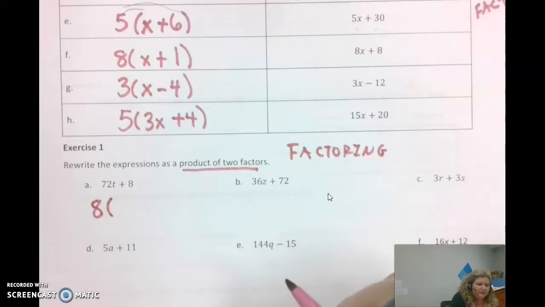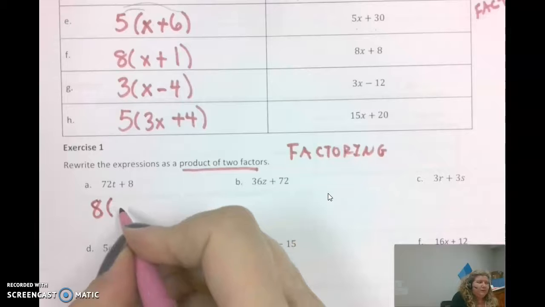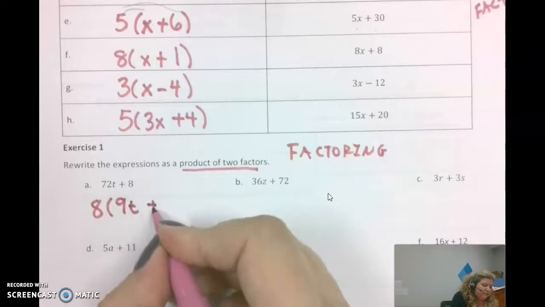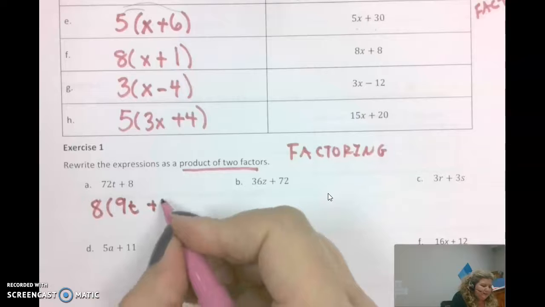8 times what is 72? 8 times 9. And then there's a t there as well. Plus 8 times what is 8? That would be 1.